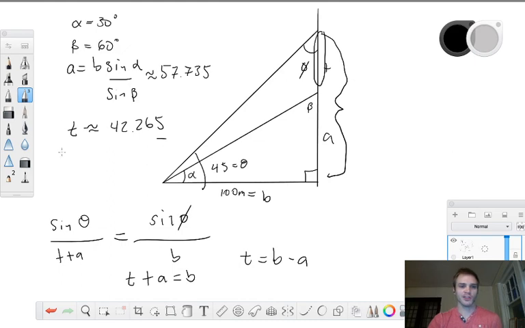So either t equals 42.265 is your answer, or it's 100 meters. And I'm not sure what they really want. From the wording, if I'm being literal, they want this. Who knows?